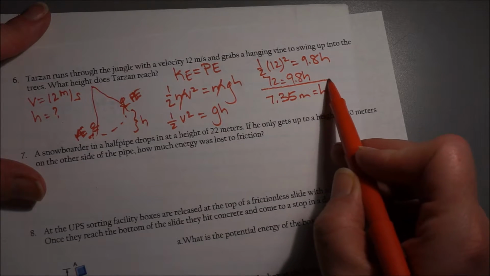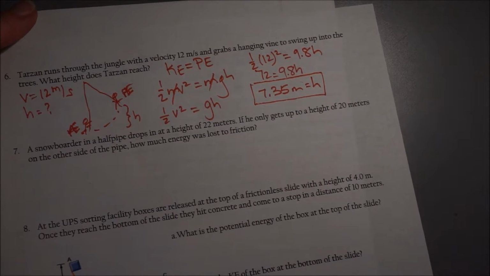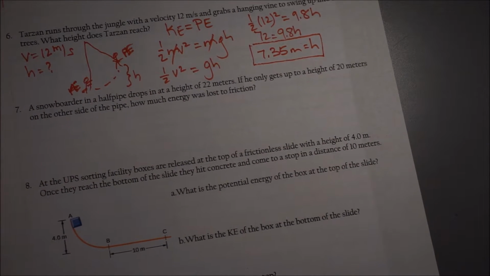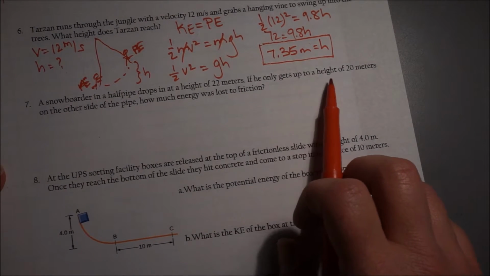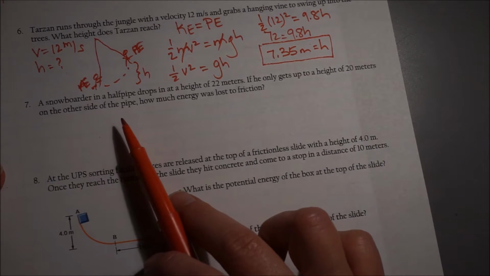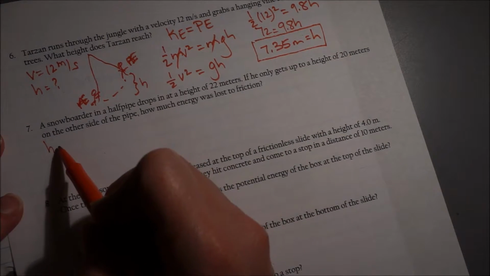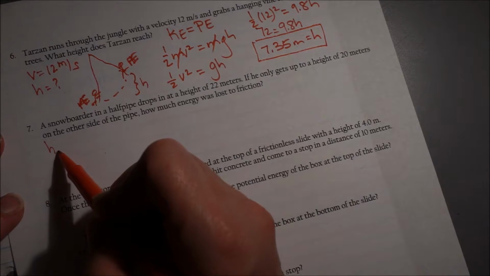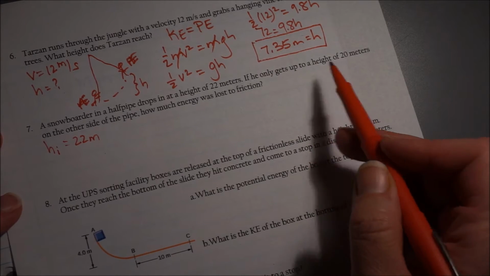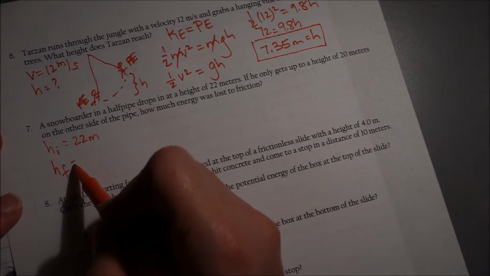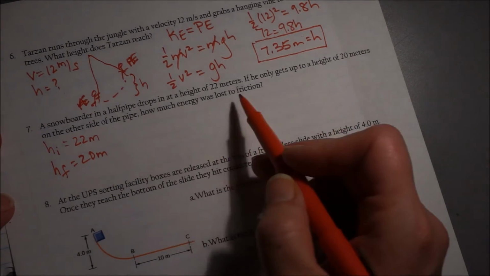So the height that he achieves in his vine swing is 7.35 meters. In question 7, a snowboarder in a half pipe drops in at a height of 22 meters. If he only gets up to a height of 20 meters on the other side of the pipe, how much energy was lost to friction? So we have two heights. You can call it an initial height of 22 meters, and then we have a final height of 20 meters. And we're asking about the energy lost.